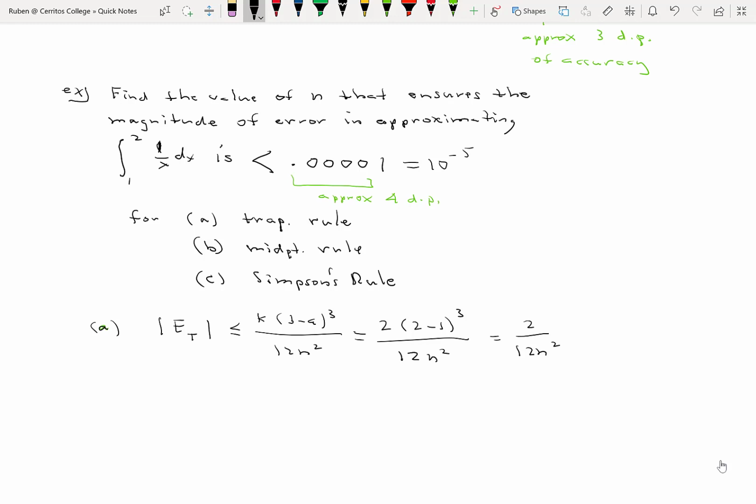And I need to choose n now. n is a variable, so that when I set this quantity less than 0.00001, that the inequality will be satisfied. Again, that's 10 to the negative 5th. So we solve this inequality for n. This says then that 1 over 6n squared is less than 10 to the negative 5th. I want to take the reciprocal of both sides. So this says that 6n squared is greater than 10 to the positive 5th.